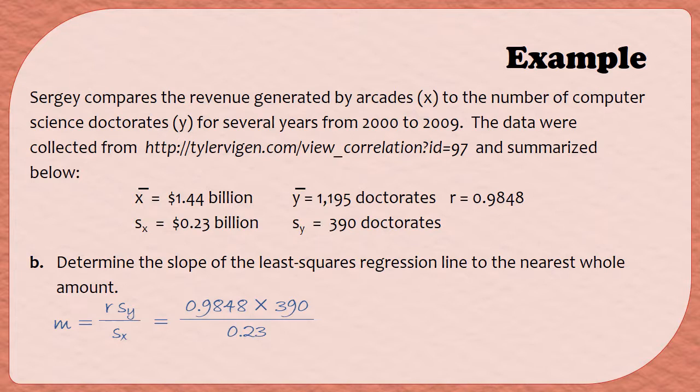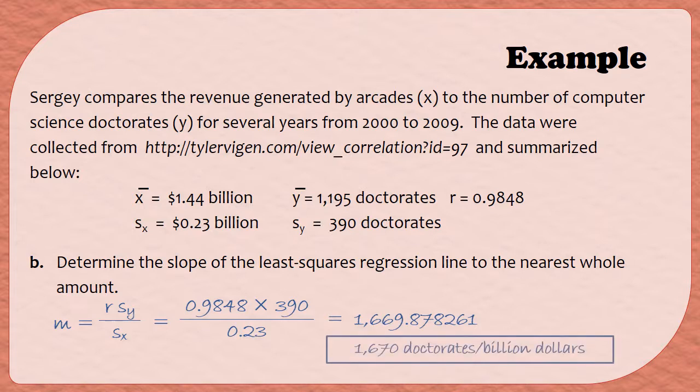In any case, when I simplify this expression, I end up getting 1,669.878261. Because we were told to round to the nearest whole amount, I'm going to round this to the ones place. That's what whole amount means, to the nearest ones place. In this case, because an 8 is in the tenths place, that's going to cause the 9 in the ones place to go up. So I end up with 1,670. My units are my units for Y per units for X. So that's how I ended up with 1,670 doctorates per billion dollars.